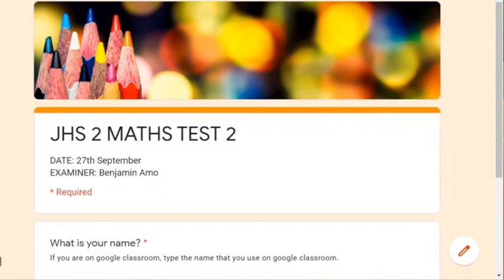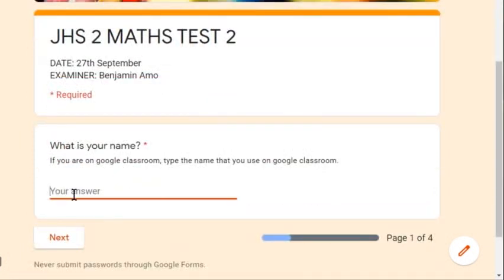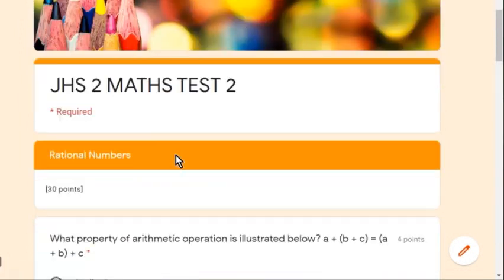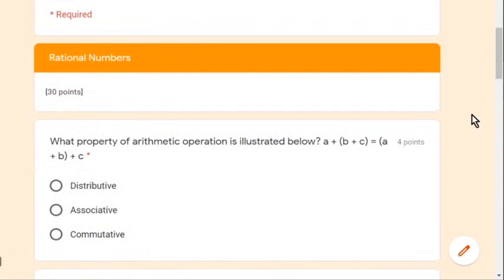In this video, we want to look at the answers and solutions to the test. So let me type a name here. I'll call this marking scheme. Then we click next. So the first question says, which property of arithmetic operation is illustrated below?